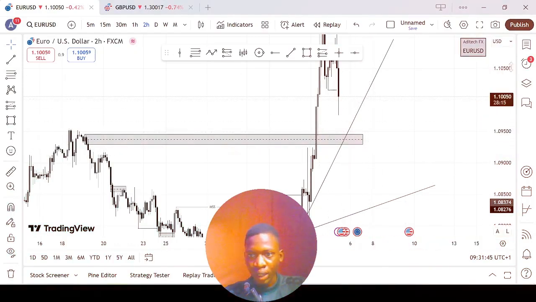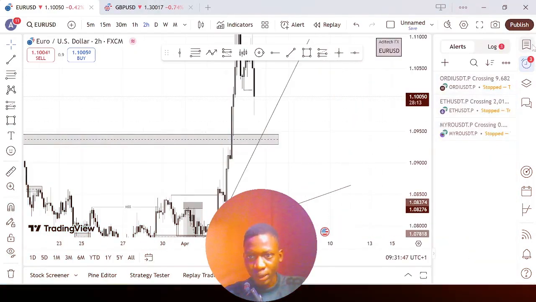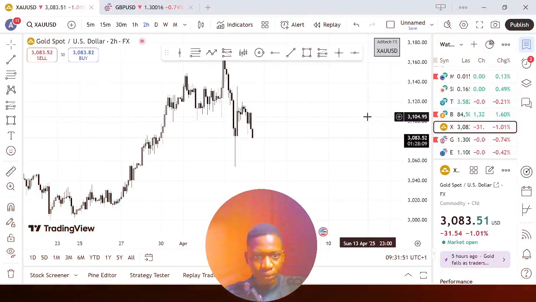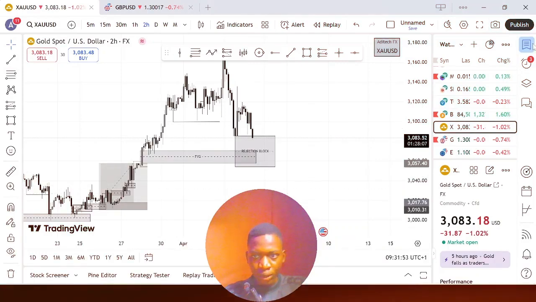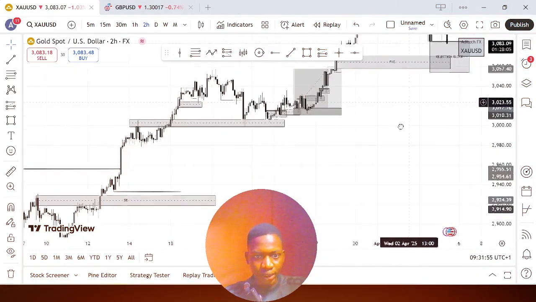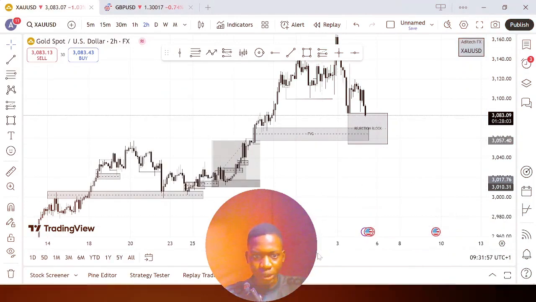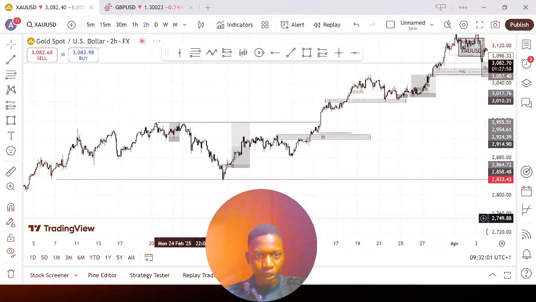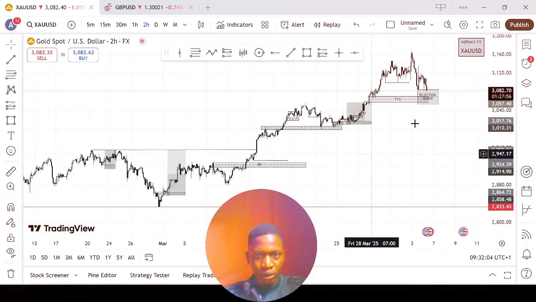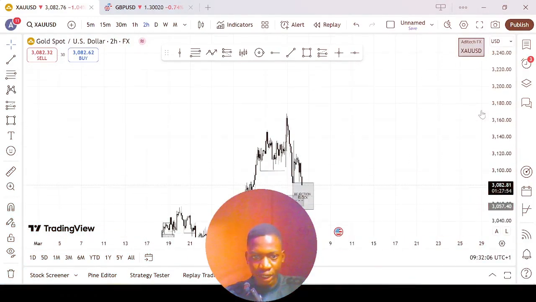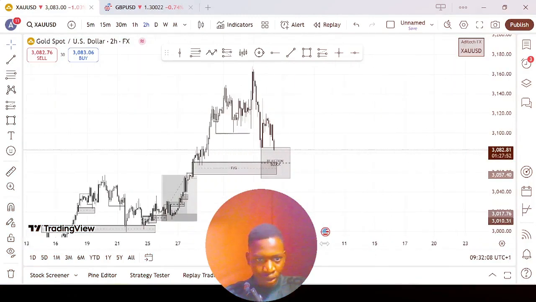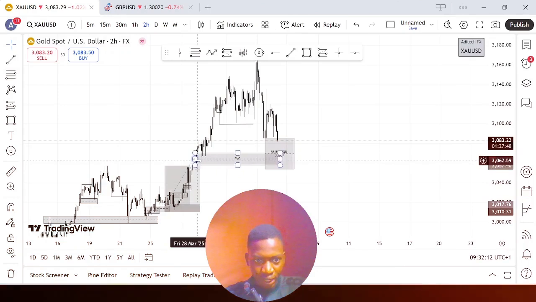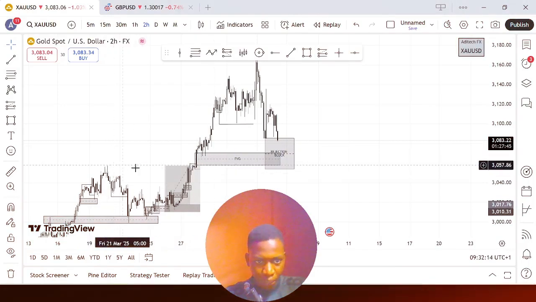Right, now let me check XAU USD. Currently XAU USD is bullish, right? If you check, it has been bullish for a long time right now. So this is the current trend of the market. After price broke this zone, it left an imbalance plus a breaker block right here.